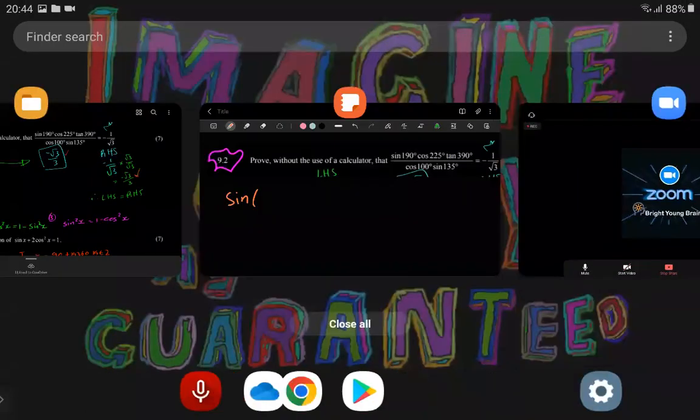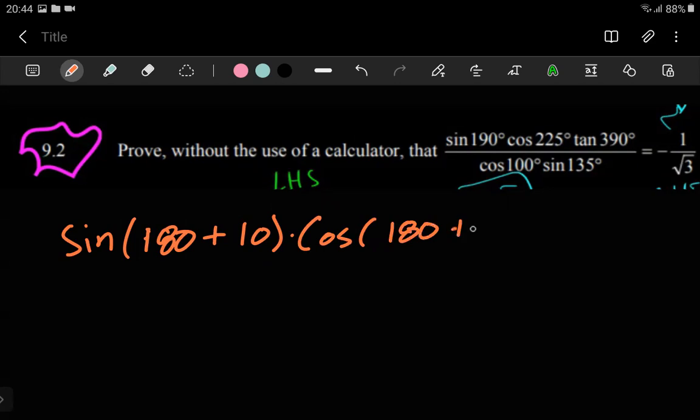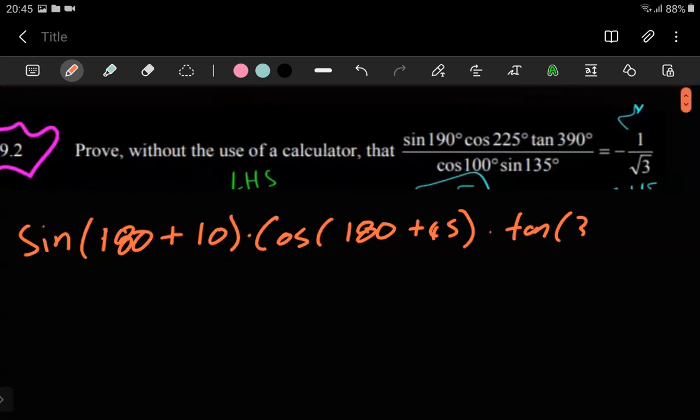The one with the sine 190. This one we can easily write as 180 plus 10. And this one is close to 180 as well, so we can easily write it as 180 plus 45. And this one is close to 360, so we can write it as 360 plus 60.